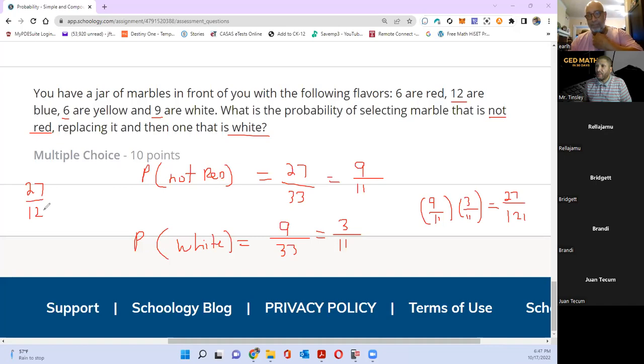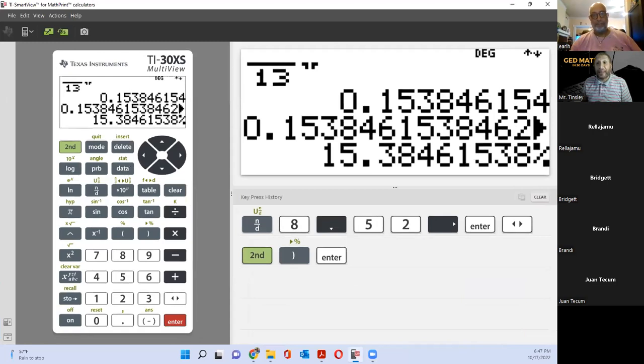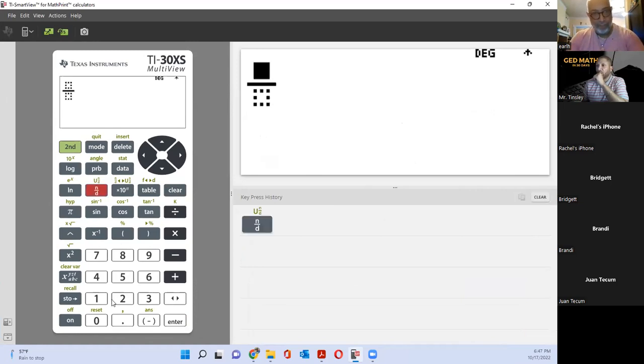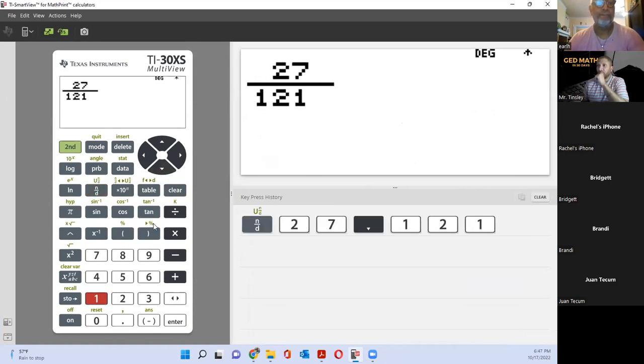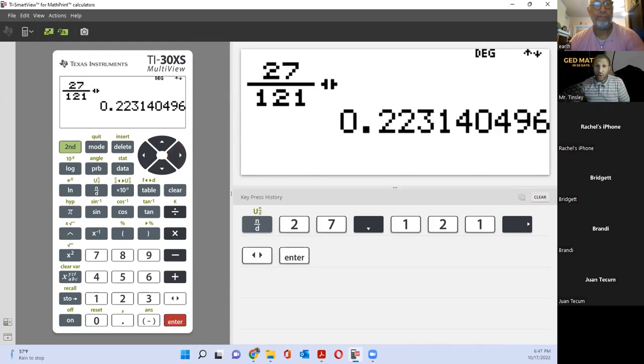Divide. Okay. Let me grab my calculator. I don't want to divide 27 by 121, I might be here all day. The easiest way to put a fraction in with this calculator is to press what? 27 over 121. So that's how we put it in. To change to a decimal, the easiest way is to hit this double arrows button, your toggle button right above enter. Bam. So the decimal is 0.223.